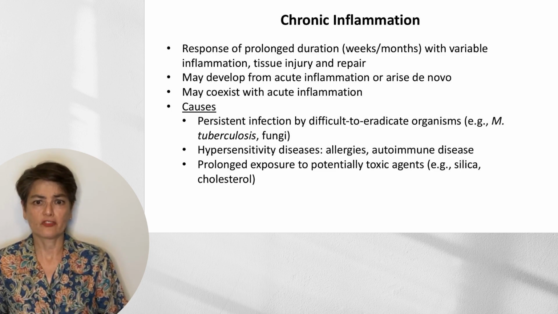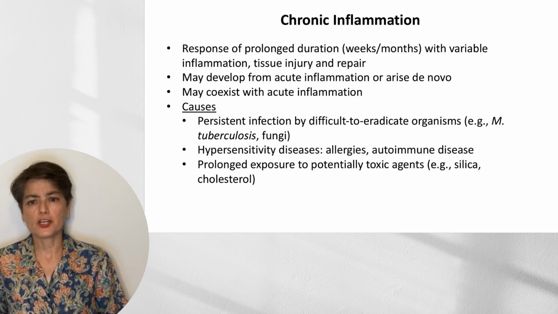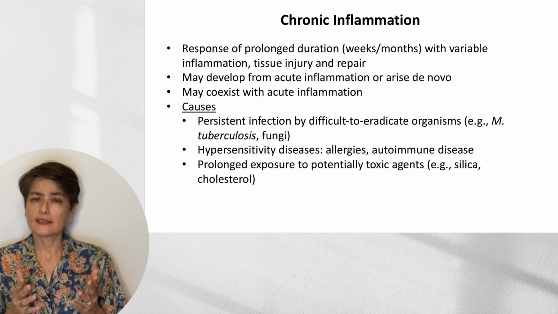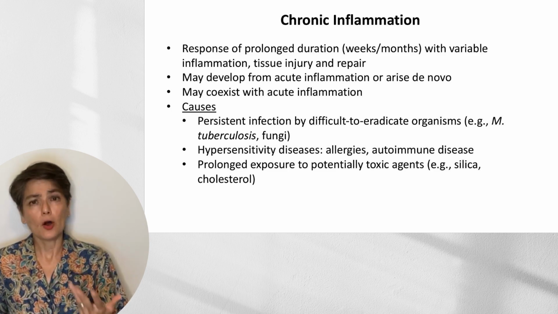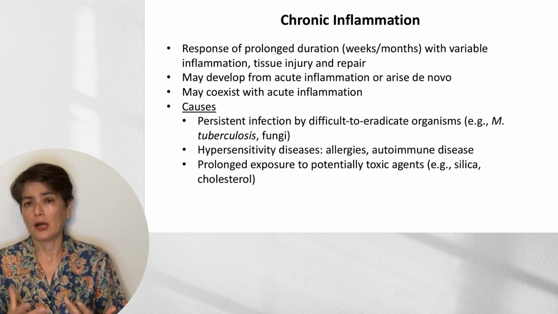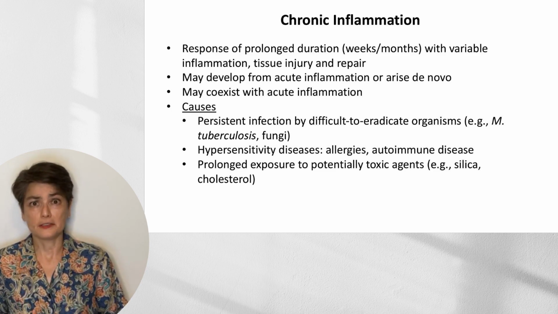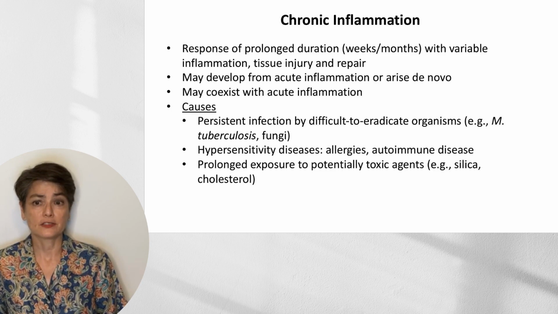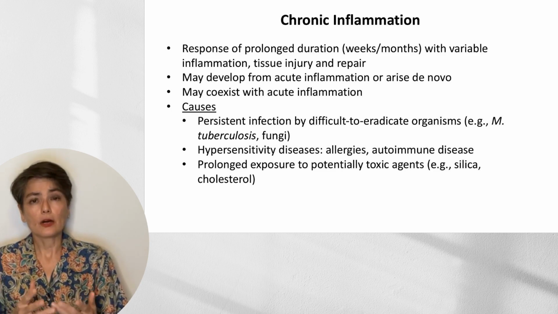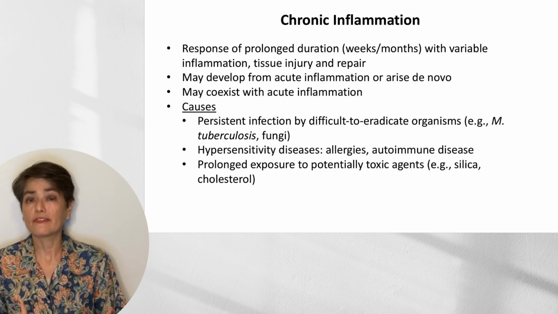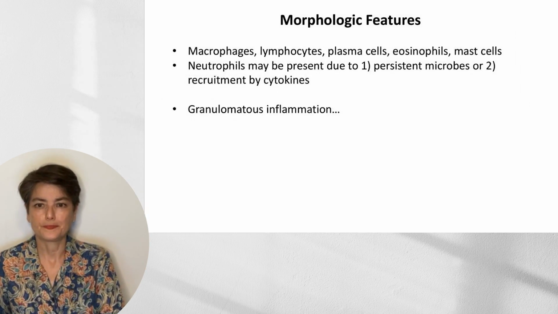Now, when we think of chronic inflammation, there are three things that we think about as far as the causes of chronic inflammation. One is persistent infection by difficult to eradicate organisms. Classic example is Mycobacterium tuberculosis, but also can be fungi as well as some other viruses, for example. We also can get chronic inflammation in the setting of hypersensitivity diseases, so allergies or autoimmune diseases. And finally, we can see chronic inflammation when we have prolonged exposure to potentially toxic agents, such as silica and cholesterol. Now, cholesterol will be in the context of atherosclerosis. And as you'll recall, atherosclerosis is an inflammatory state, and that is part of what the challenge is of atherosclerosis.